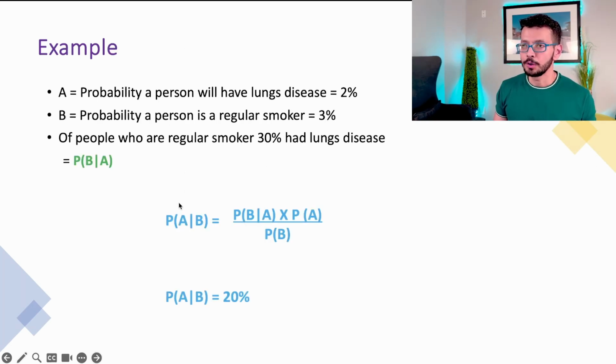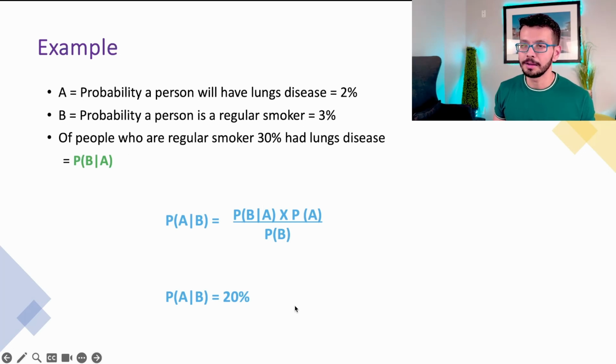Now, given we already know this formula, let's break down the given information as a part of A and B. So let's say event A is probability a person will have a lung disease, which we already know is 2%. Event B is probability a person is a regular smoker, so that is 3%. Of the people who are regular smokers, 30% had a lung disease, so that is equal to probability of B given A. Now, if I just go ahead and put all of these 3 different data points into this formula, then probability of A given B will be equal to 20%, which is what we are looking for.